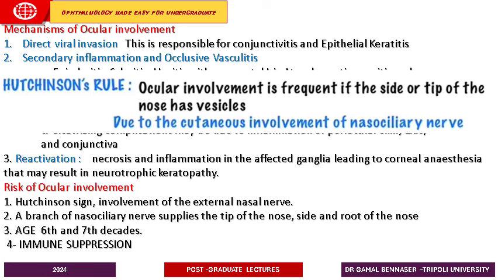Another mechanism is the reactivation. Reactivation will be associated with necrosis and inflammation of the affected ganglia, leading to corneal anesthesia, and this may lead to subsequent neurotrophic keratitis.